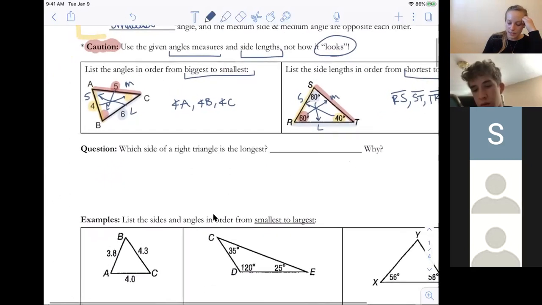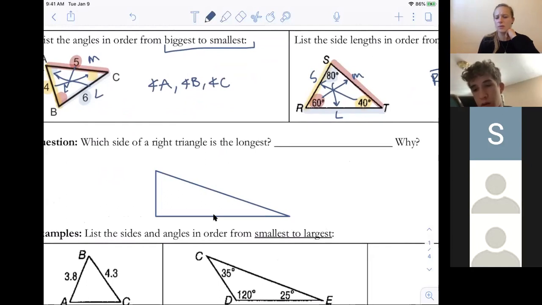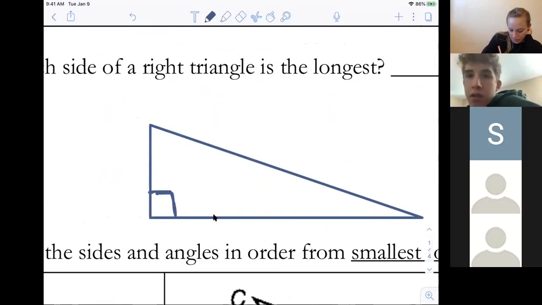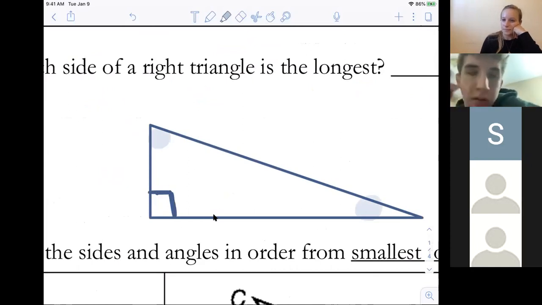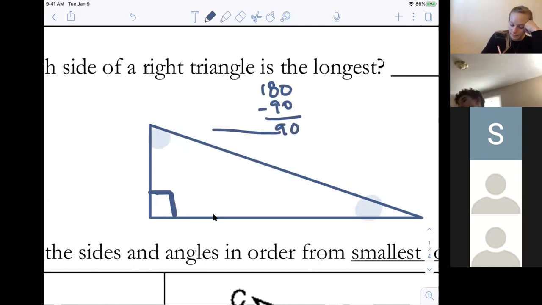Okay. The next one says, which side of a right triangle is the longest? Okay, first let's draw a right triangle. What's special about a right triangle? The 90 degrees. I've got a 90 degrees in my triangle. Can either of these other angles be 90 or bigger? No. Why not? Because a triangle adds up to 180, and so 180 minus 90 is 90, so you have to split that between two angles.